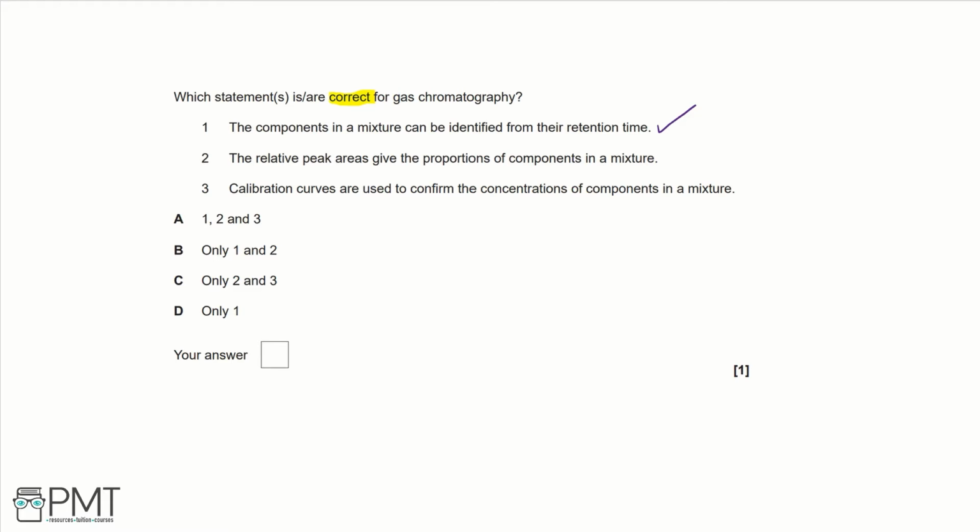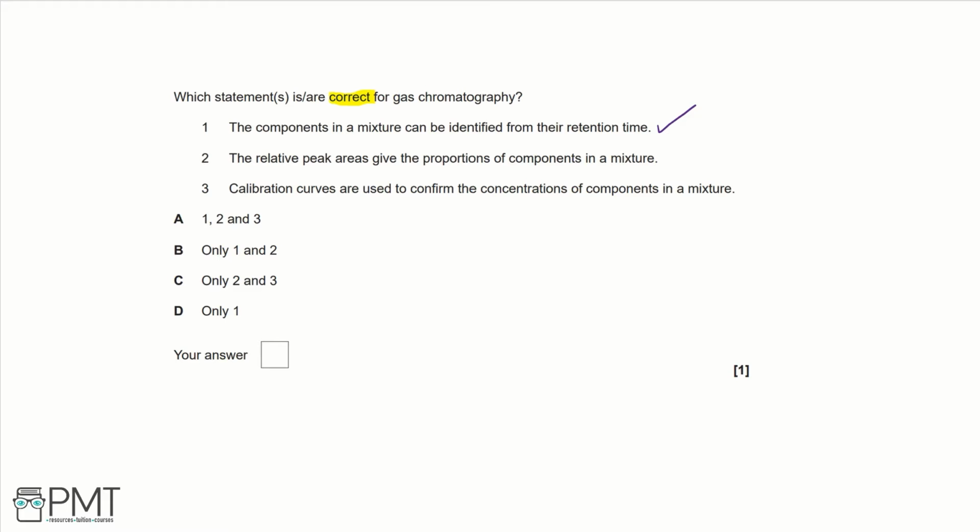It's just that in a gas chromatogram, retention time is how long the components are staying in the stationary phase versus the mobile phase, and that gives you their retention time. But it works on a similar principle, and it can give you the components. You can identify them from the retention time.